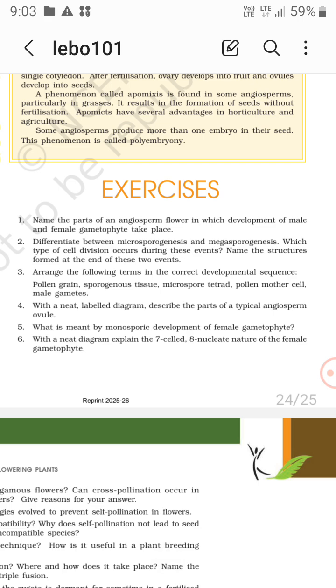So to differentiate, at first there is mitosis, and then there is a meiotic division, that is meiosis, right? So name the structures formed at the end of these two events: male gametophyte and female gametophyte.